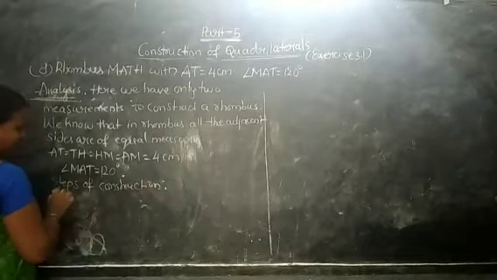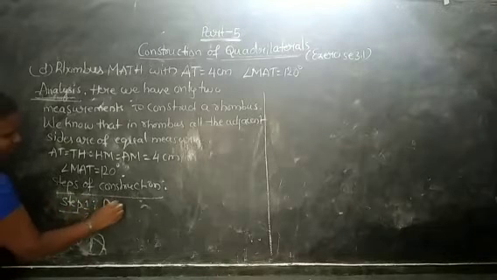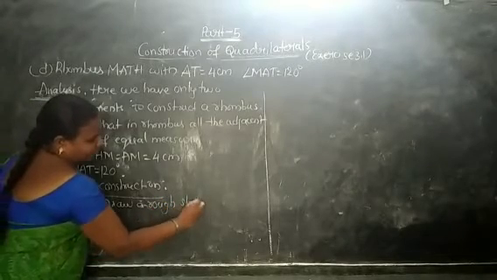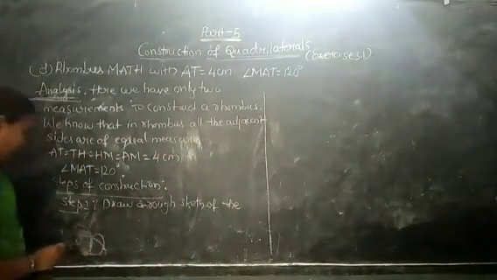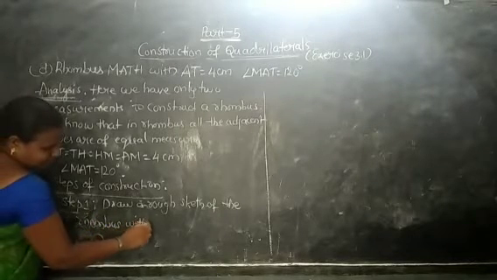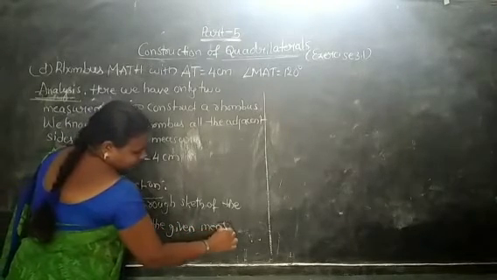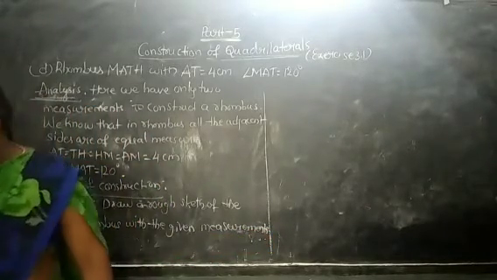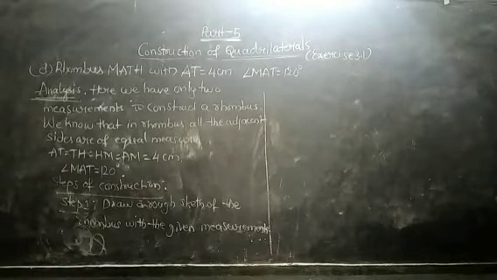Steps of construction. Step 1. Draw a rough sketch of the rhombus with the given measurements. Okay. Next, step 2.